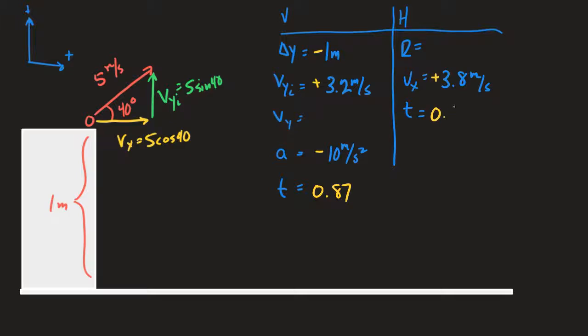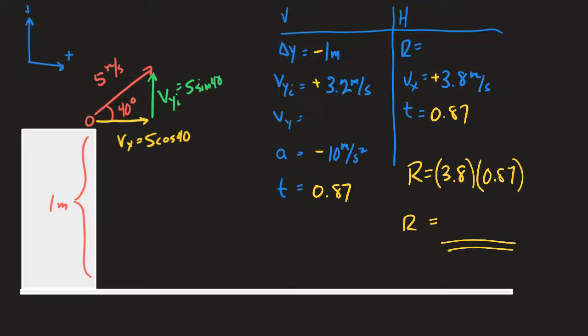0.87. This is the answer here. 3.8 times 0.87. It's a mess, but this is it. This is where it lands. This is where you put the target. Come on, hit me with it. 3.3 meters. That's the answer. All right, folks, you have seen it all.